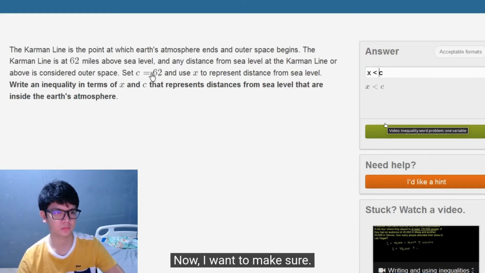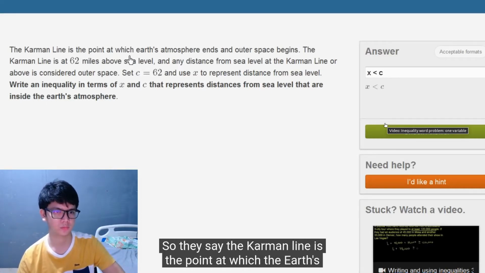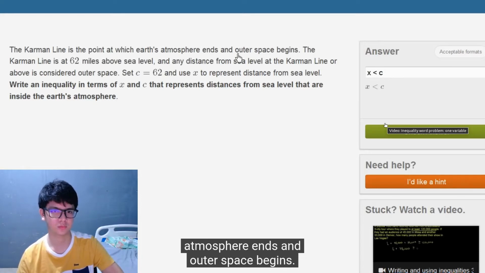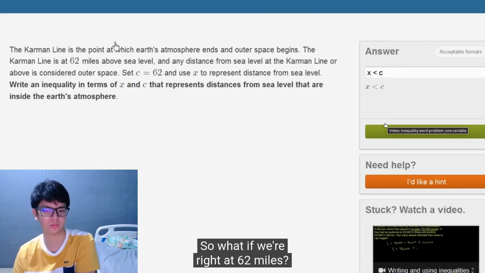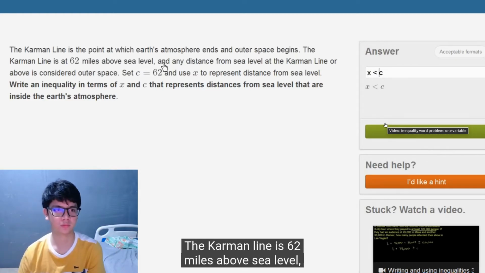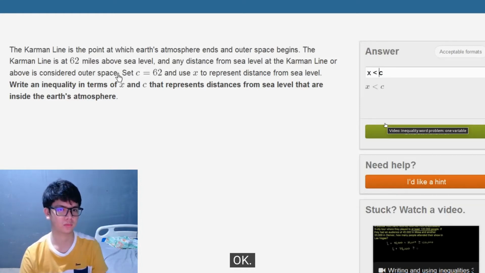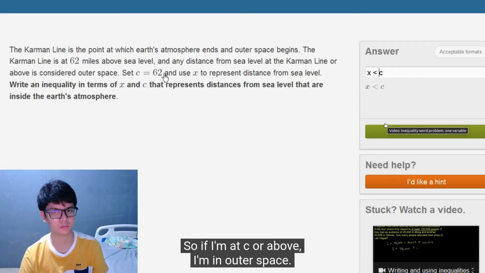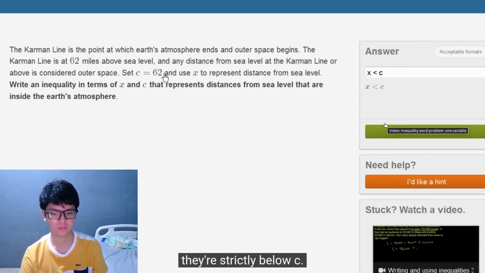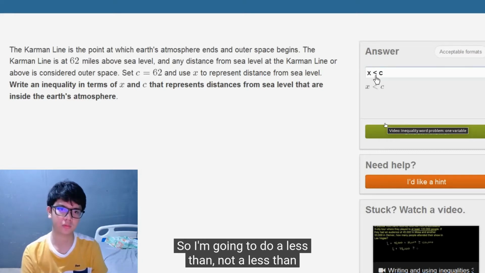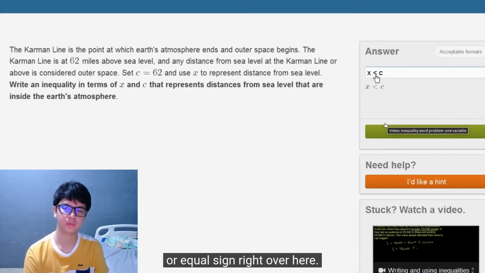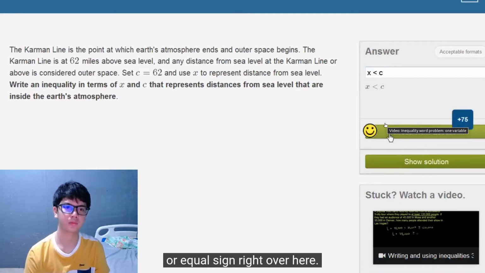Now I want to make sure. They say the Kármán line is the point at which the Earth's atmosphere ends and outer space begins. So what if we're right at 62 miles? The Kármán line is 62 miles above sea level, and any distance from sea level at the Kármán line or above is considered outer space. Okay, so if I'm at c or above, I'm in outer space. So only the things that are in the atmosphere are strictly below c. So I'm going to do a less than, not a less than or equal sign right over here. All right, got it right.